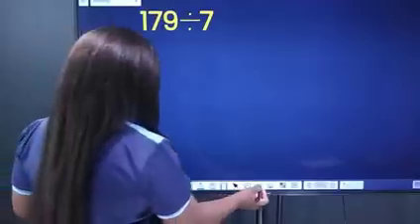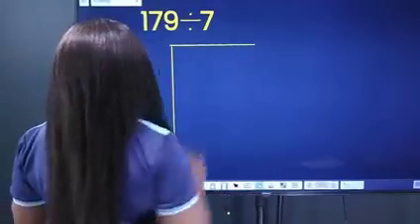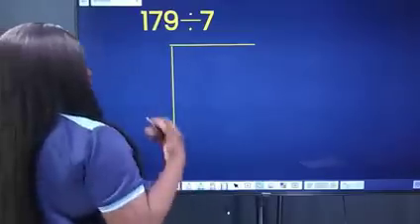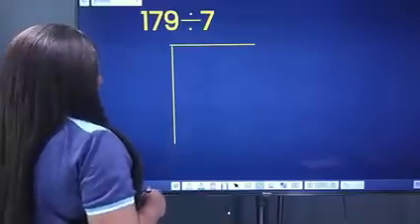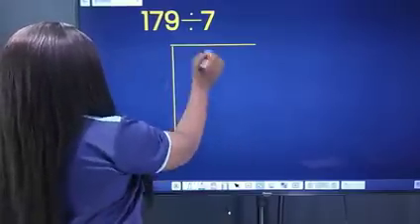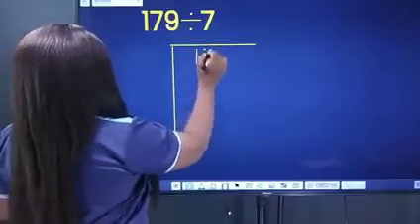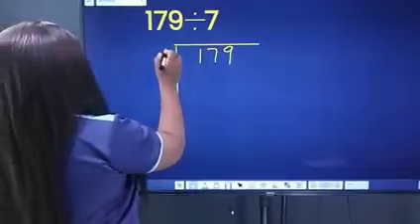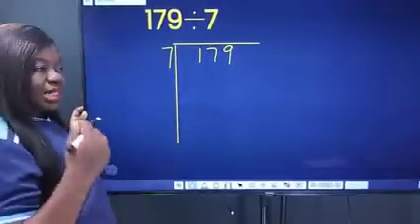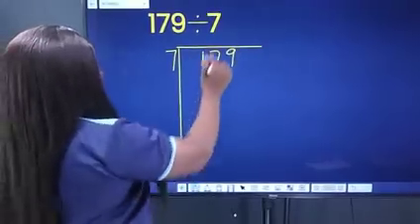Now using long division, get your long division sign ready. Okay, now you write the dividend on the right hand side while you write the divisor on the left hand side. So your dividend will be in the sign, and that is 179. The divisor will be outside on the left hand side, which is 7. Now you'll be writing down your quotient above.